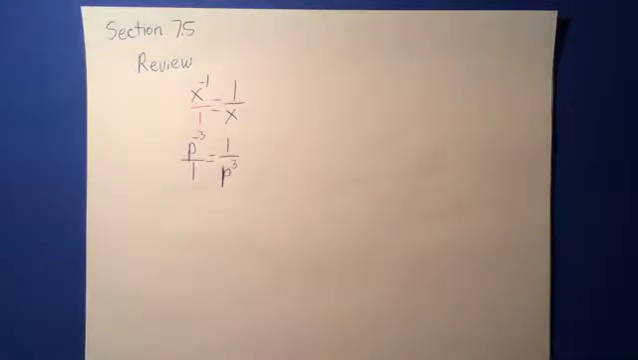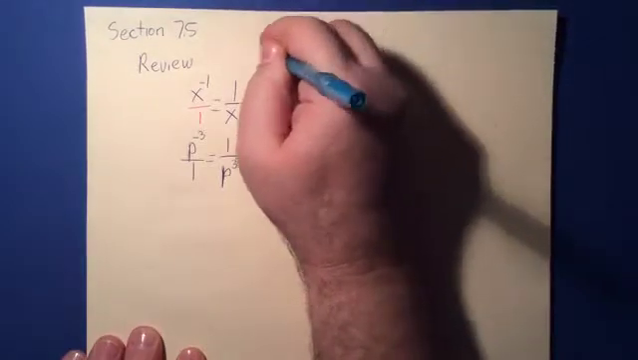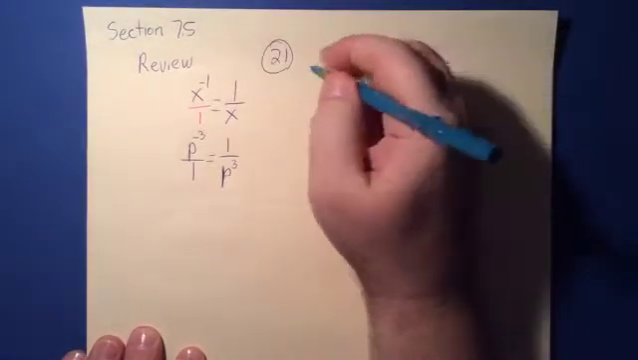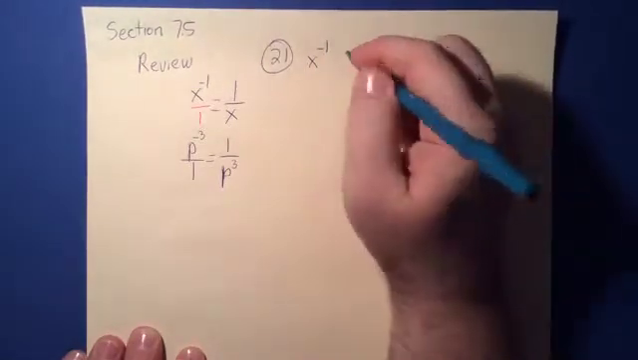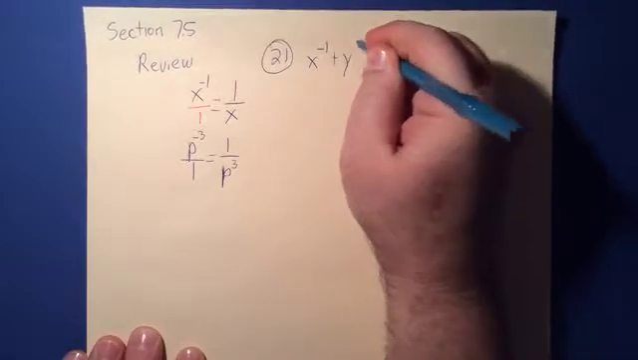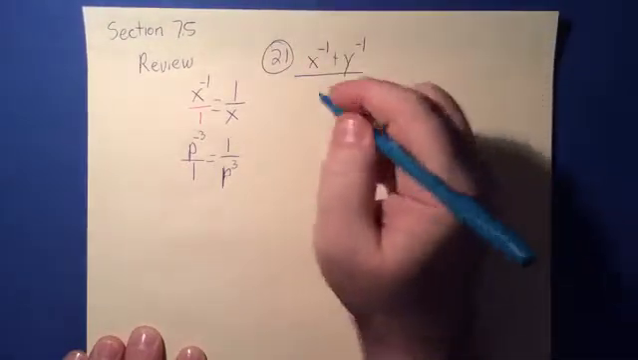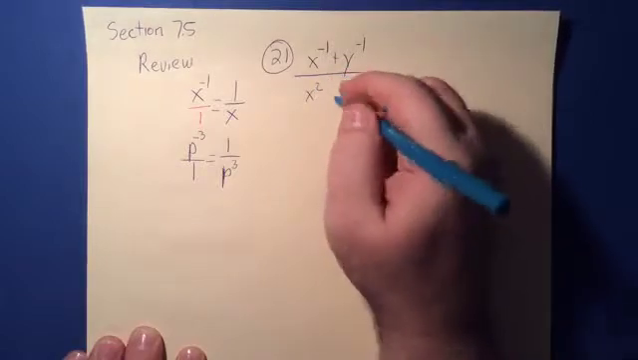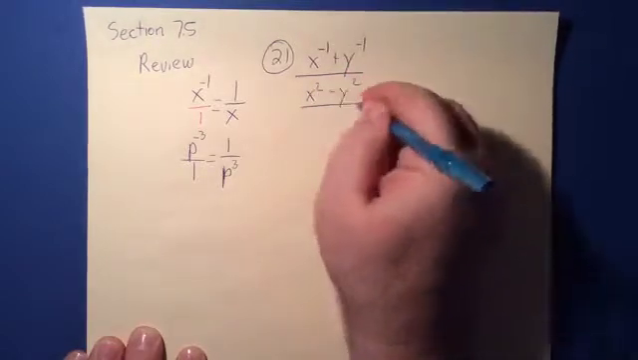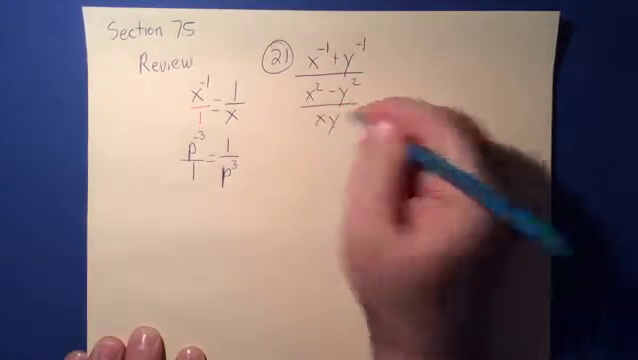So we're going to see a couple problems that are going to utilize this property, and I just want everyone to be ready for that. So let's take a look at question number 21. This is going to be x to the minus 1 plus y to the minus 1 divided by the quantity of x squared minus y squared over xy.